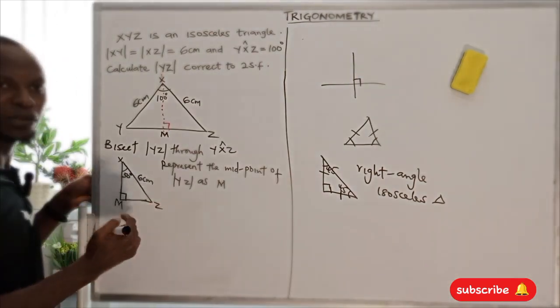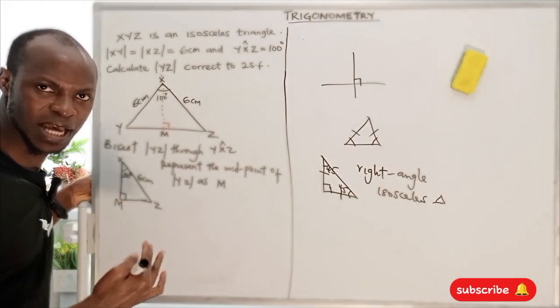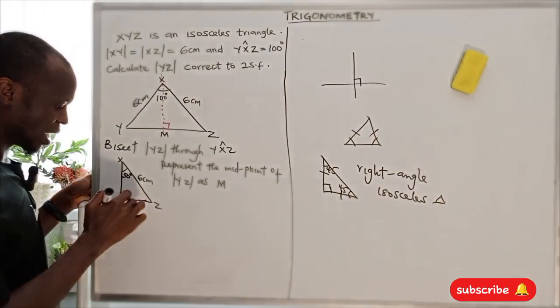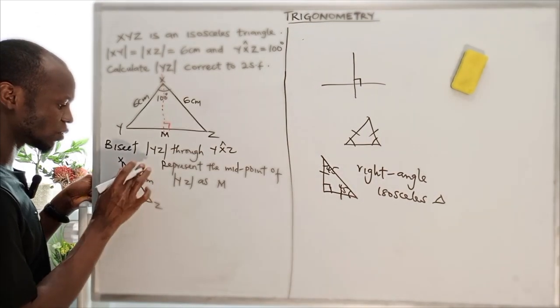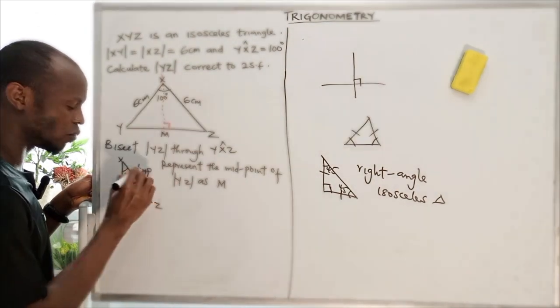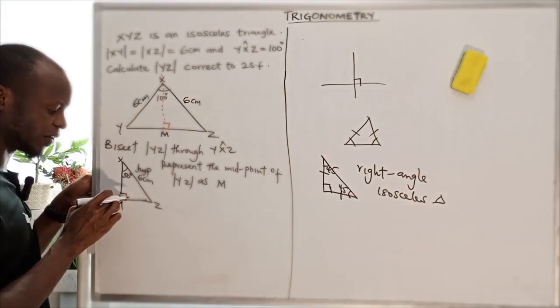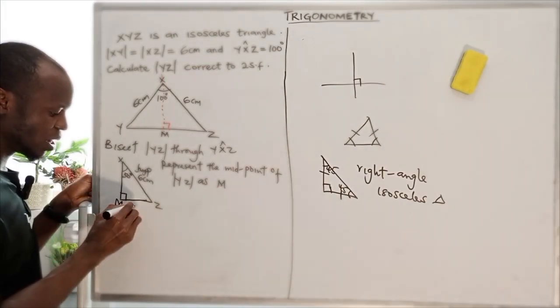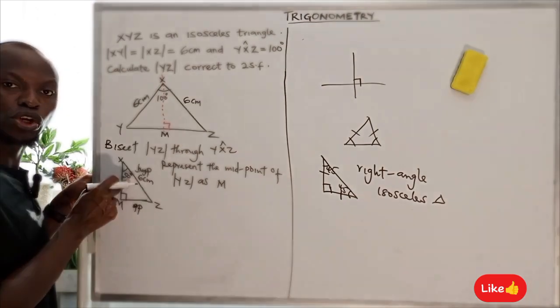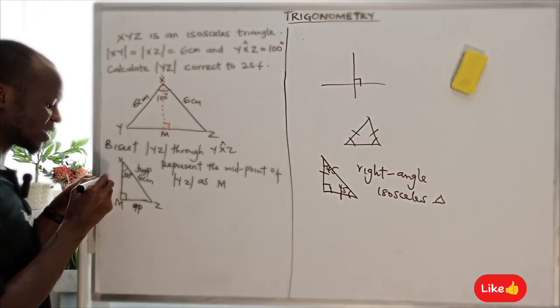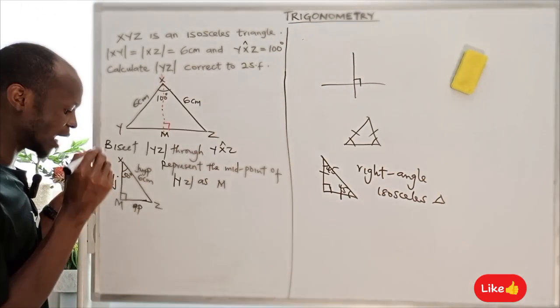So which one will I use? Is it sine, is it cosine, or is it tangent? All right. This side will be what? This side will be my hypotenuse. Why is it hypotenuse? Because it is the side that faces the right angle. This place will be my opposite. Why is it opposite? Because it is the side that faces the known angle. While this place will be my adjacent.